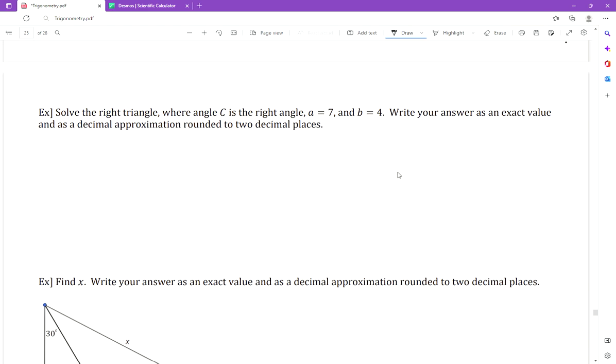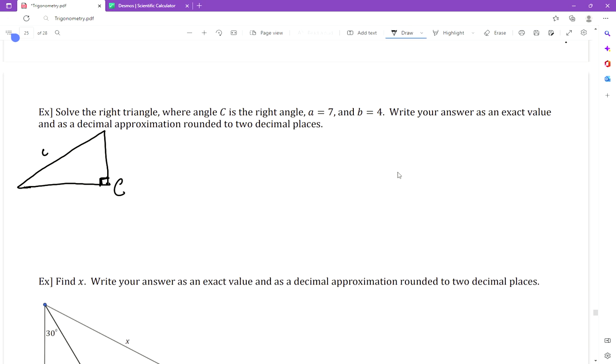All right, so when it says solve the right triangle, first thing, I'm just going to sketch it out. Now a sketch might not be needed in some of these problems, but I think it's always a good idea. So there's my right triangle. They said angle C is the right angle, so here's angle C, which means the hypotenuse is little c. And then they say little a and little b are 7 and 4.